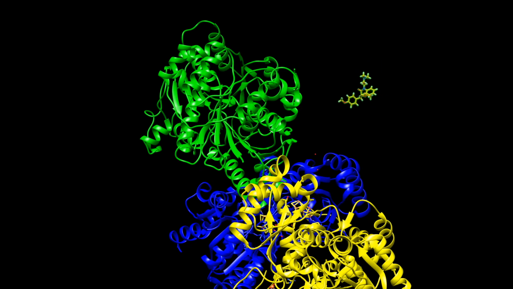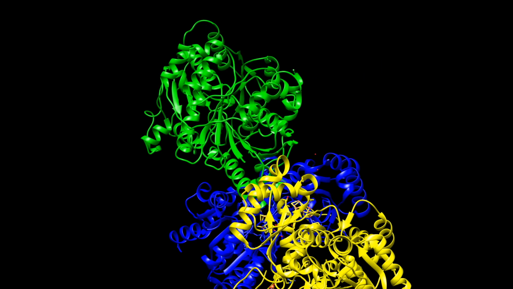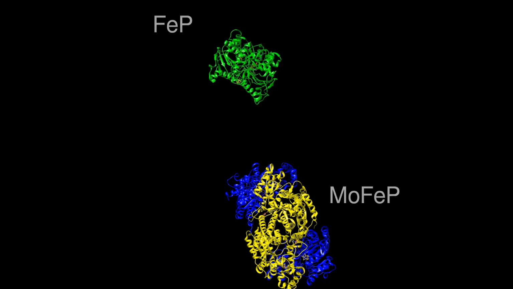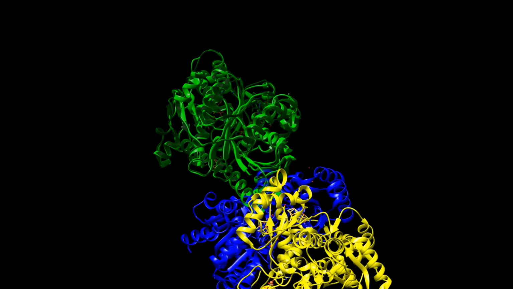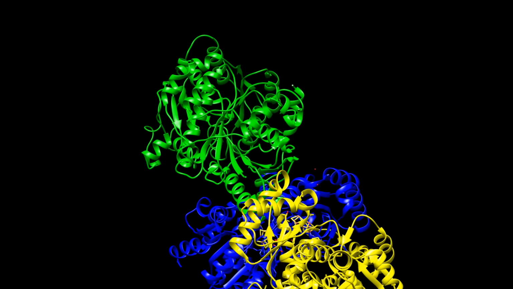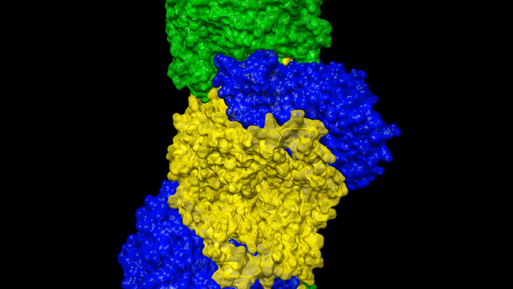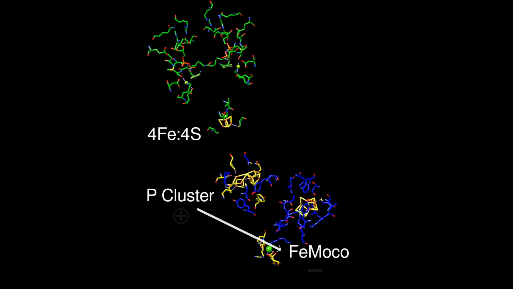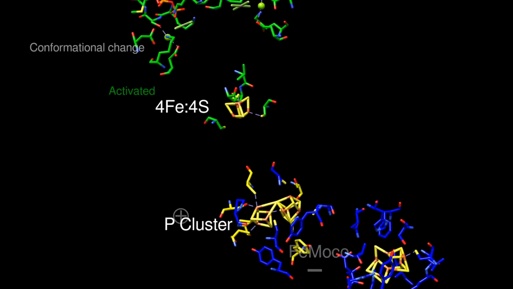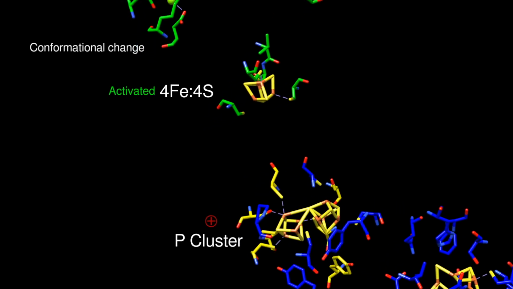The FeP with 2 ATPs bound can bind to the MoFeP, which induces a conformational change. This gets the P cluster of the MoFeP closer to the FeP and the FeMo cofactor, which is necessary for the following electron transfer. The P cluster is now activated and an electron can flow from the P cluster to the resting FeMo cofactor, resulting in an oxidized P cluster and a reduced FeMo cofactor. This step is conformationally gated and was activated by the binding of the FeP with 2 ATPs.